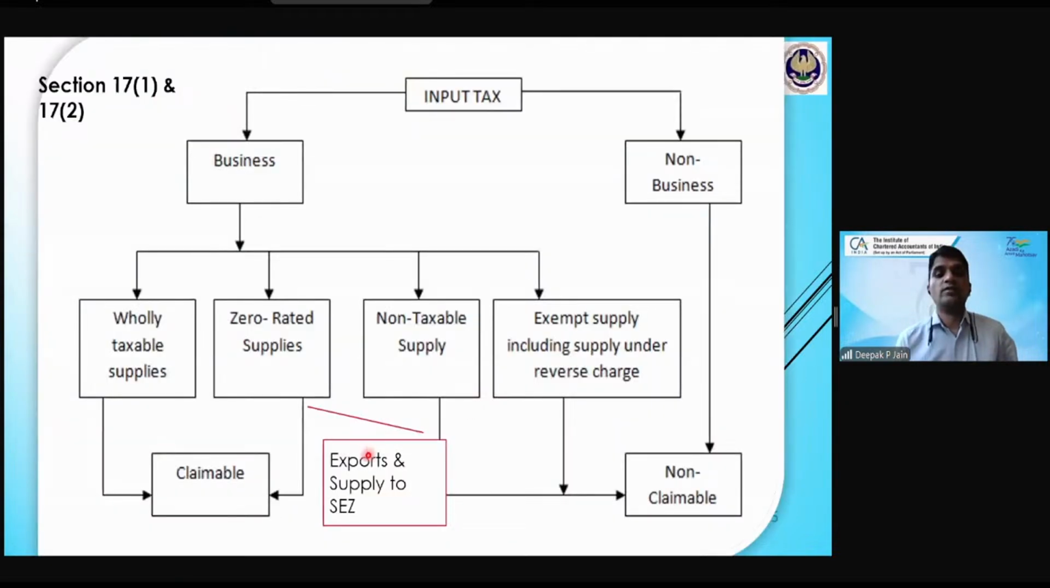And very important, zero rated supplies, we know, means any export supplies, and supplies to SEZ are forming part of zero rated supplies. Fine.